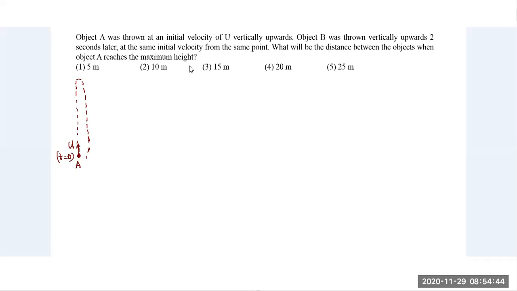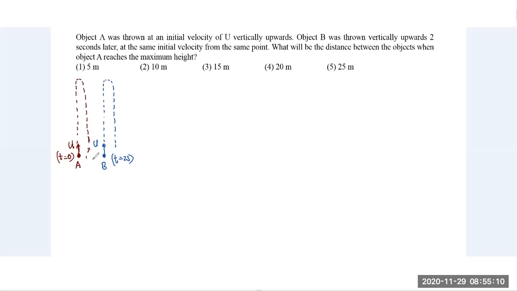Meanwhile, object B was thrown at the same initial velocity from the same level, but 2 seconds after object A was thrown. So object B is also going to go up, but it will be following object A. And both of them will have identical motions because we normally ignore air resistance.